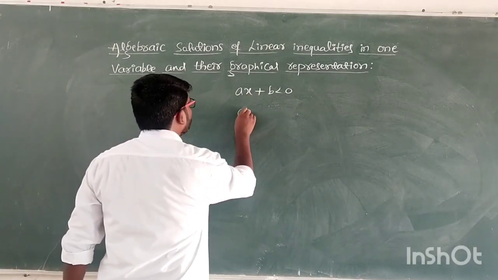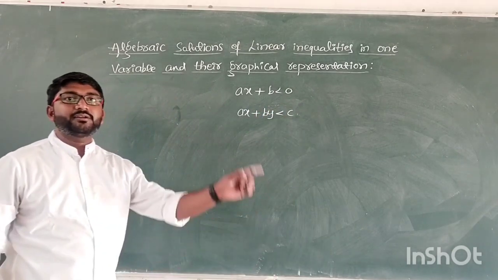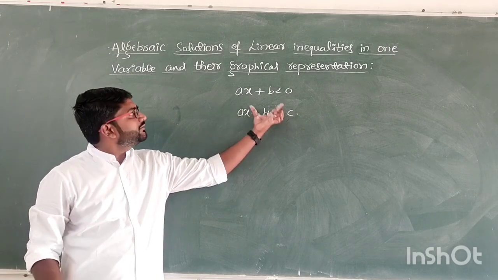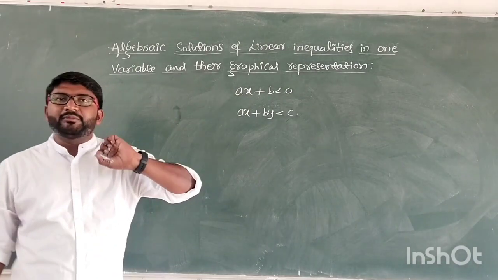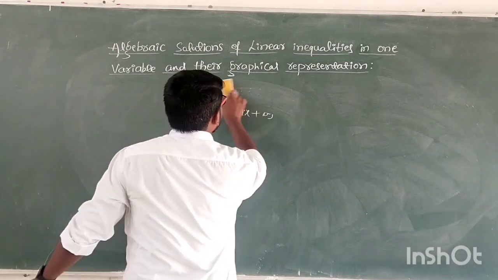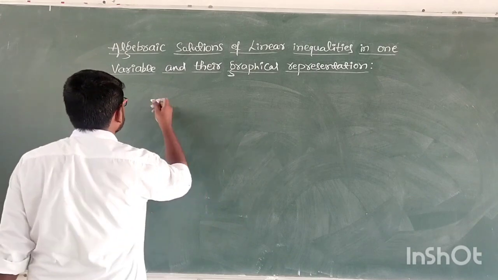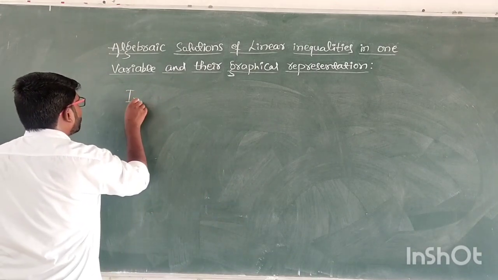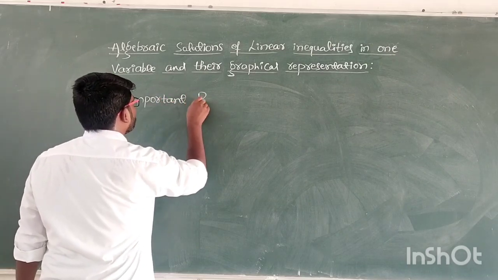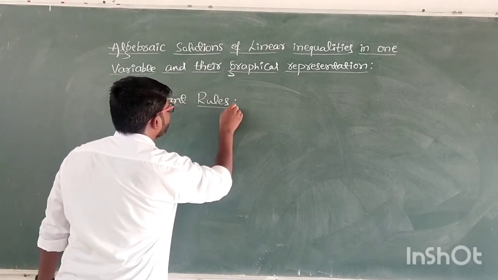And a linear inequality in two variables will be ax plus by less than c. So here the variables are x and y. So this is a linear inequality in two variables, whereas this is a linear inequality in one variable. Now we are going to have two important rules for solving linear inequalities in one variable.